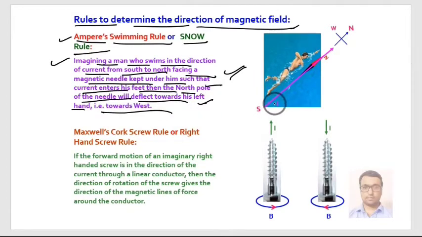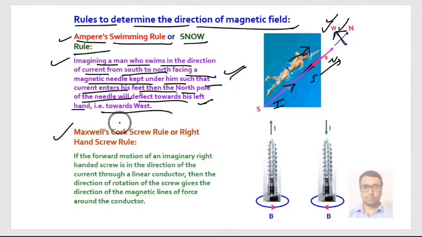Suppose your current is flowing in this direction, as you can see this is the direction of current, or the direction in which the man swims. In that direction your current is flowing, then to the west of this man, here, this needle will deflect towards west, or you can say in this direction.